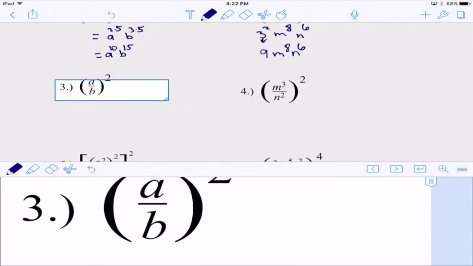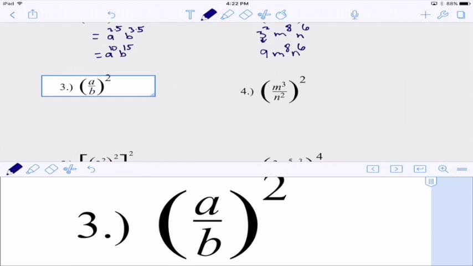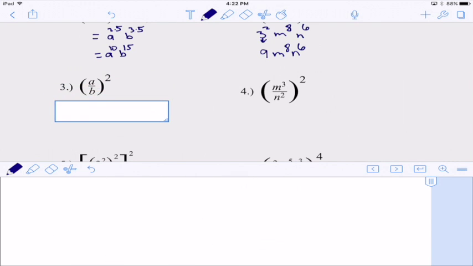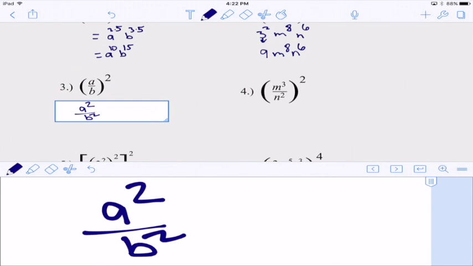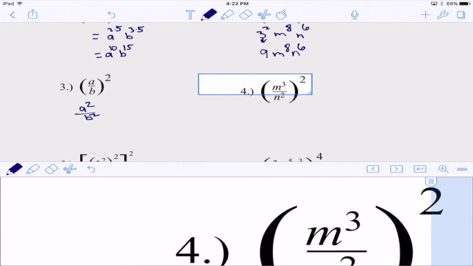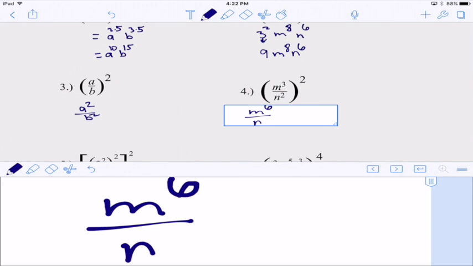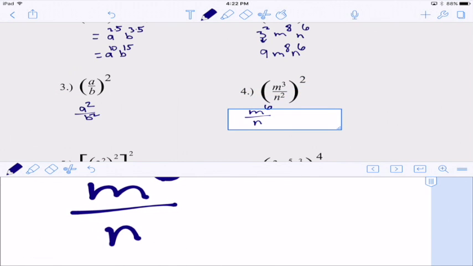Okay, and then now we do the same thing. We raise this 2 to everything in the parentheses. So that means we get a squared over b squared. That one was kind of easy. Then we do the same thing, but now we're doing m cubed squared. Since we're raising power to a power, we multiply: m to the 6th over n squared squared. It's 2 times 2, n to the 4th.